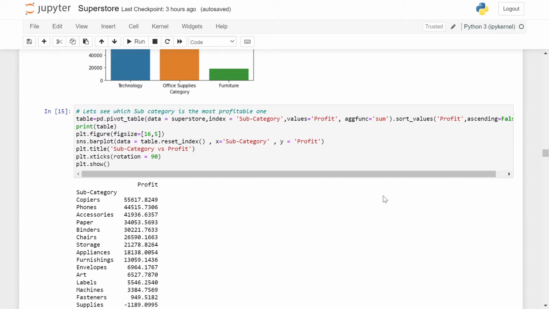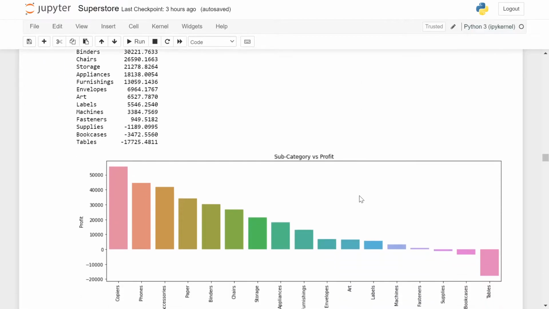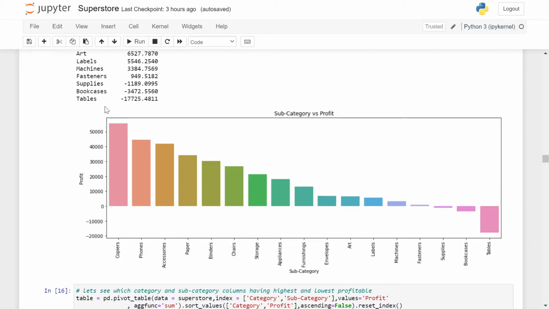Then I plot subcategory versus profit. Now this plot is subcategory versus profit. So here we can say copiers, phones, accessories, papers, and binders are in the high profit range, and bookcases, tables, and supplies are in loss. We can clearly see that.